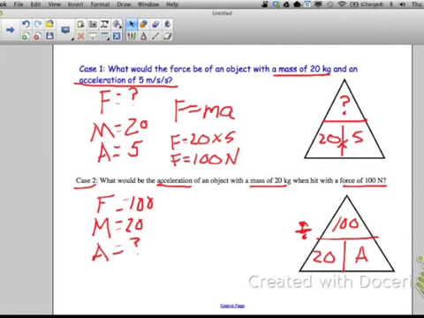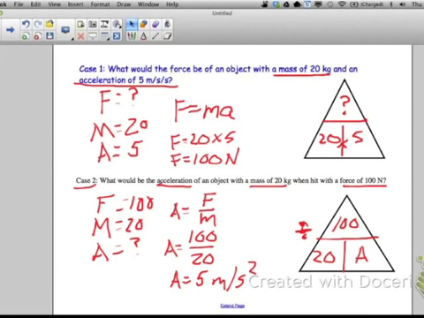Sorry for the awful division problem. So we got acceleration equals force divided by mass. Let's fill it in. A equals 100 divided by 20. And yes, I get the same acceleration. A equals 5 meters per second squared.